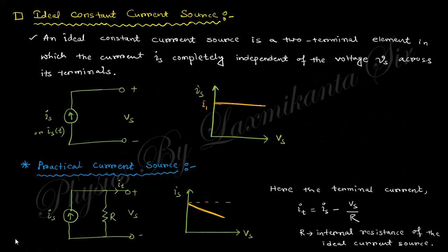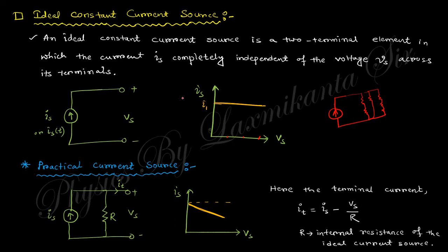Go to the next one, that is the ideal constant current source. The current source supplies a constant current throughout any change of the voltage. That means this is a constant current source. If you add one resistance, it gives the same thing. If you add two resistances, it gives the same thing. Three resistances, you get the same current. So even as the voltage increases, the supply current does not change.